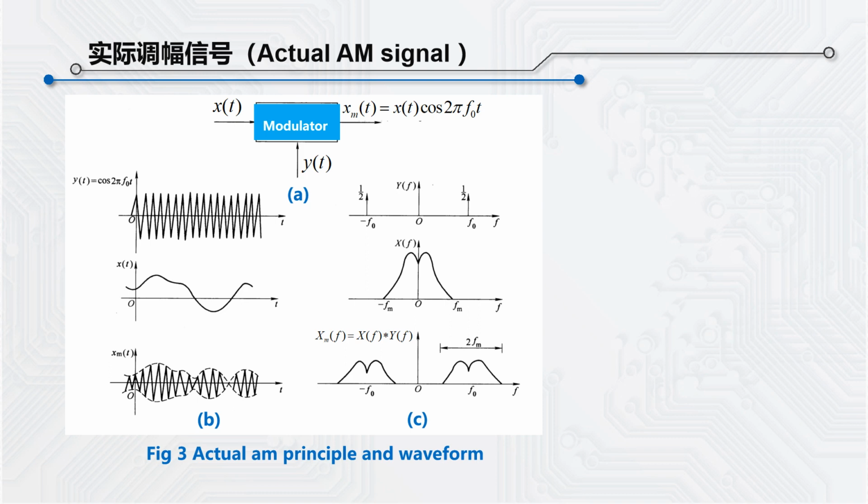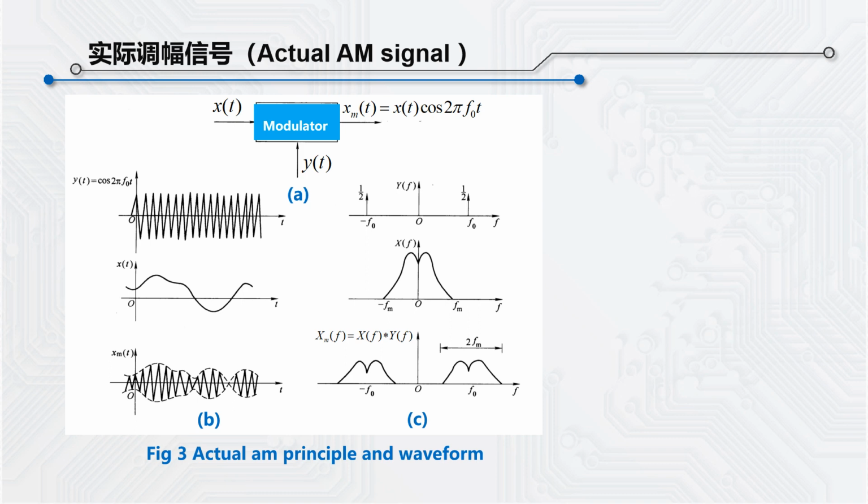Suppose that the spectrum of the modulated signal changes according to this law. For output signal xm, generated from the modulator, a spectrum is formed as the spectrum of the modulated signal is shifted to f0 and minus f0. That is to say, spectrum shifting is generated.